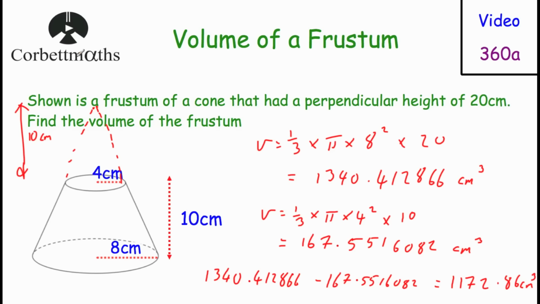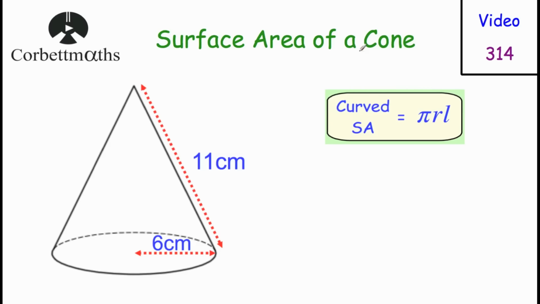Okay, and our next topic now: in M4 it doesn't actually specify if it's just the volume of frustums or the surface area of frustums. So if I wanted to work out the surface area of this cone, it would be pi times the radius, which is 6, times the slant height, which is 11, and that would be equal to 66 pi, or 207.345 and so on centimeters squared.